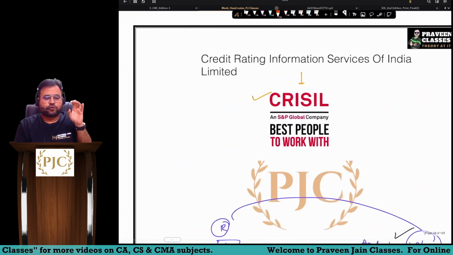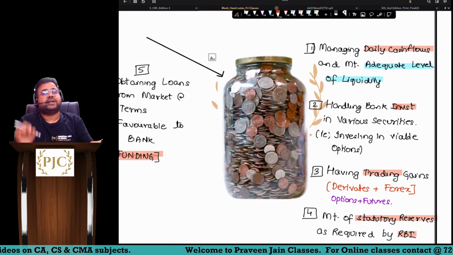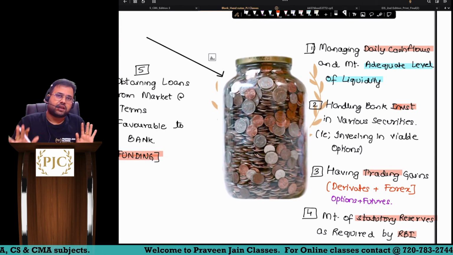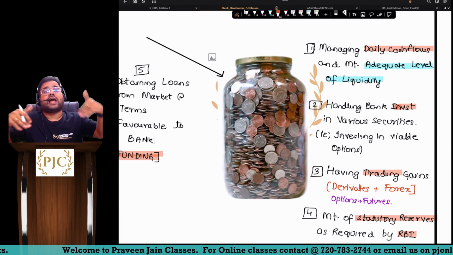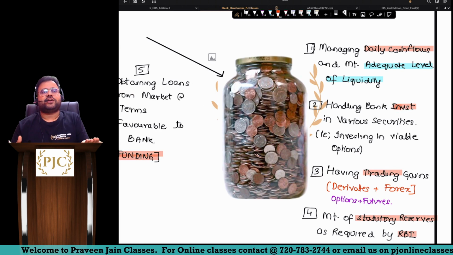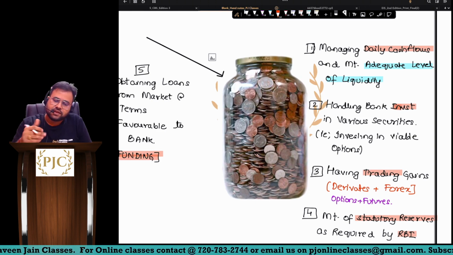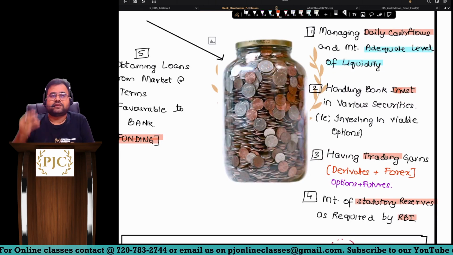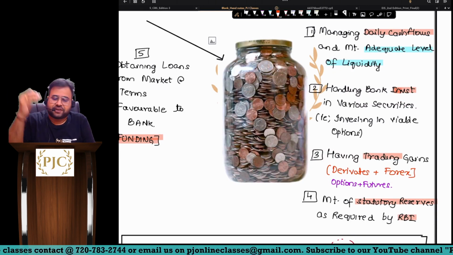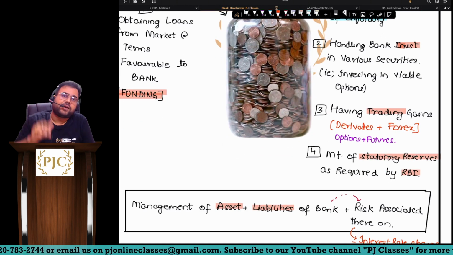Meaning, sir, we have to ensure that the daily cash flows in the bank are maintained as required by law, sir. So we have to maintain proper liquidity, not high liquidity, because if high liquidity is maintained, that means the bank's money is sitting idle, sir. So that is the first point, sir. Next, sir, we have to do investment in the most optimum manner. Third, sir, we also have to make trading gains. Fourth, we have to maintain statutory reserves required by the RBI.